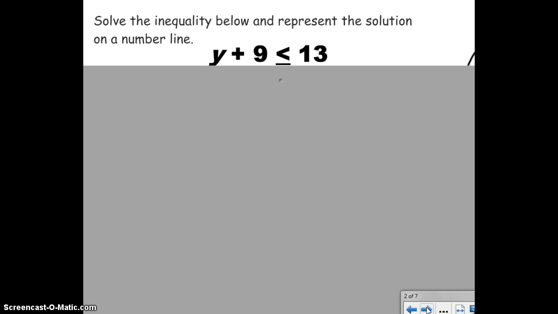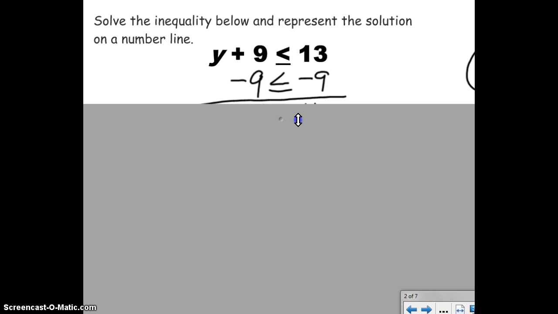To solve the inequality y plus 9 is less than or equal to 13, I first have to isolate the variable y. I have to look at the operation with the variable, which is a positive 9, or a plus 9. The opposite of addition is subtraction. So on both sides, I will subtract 9.